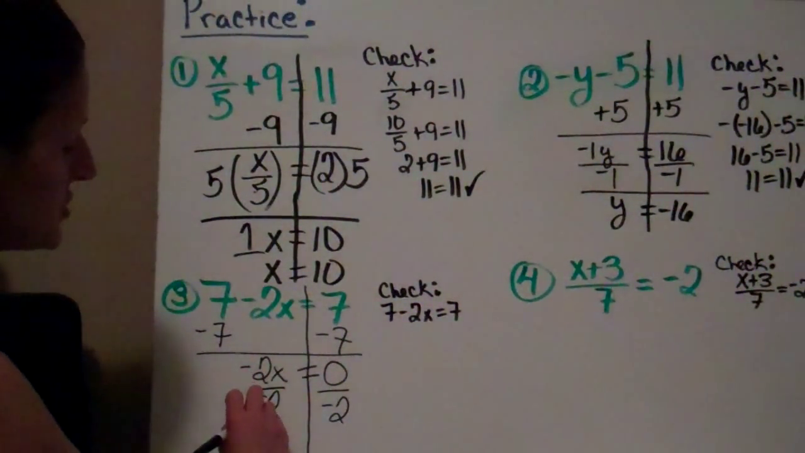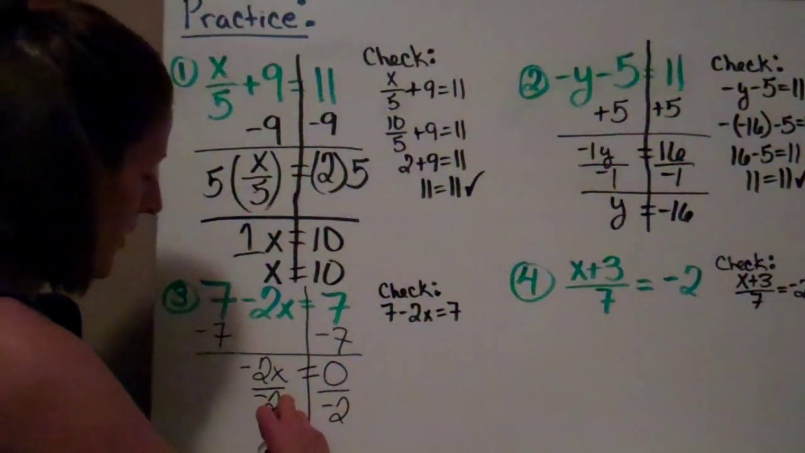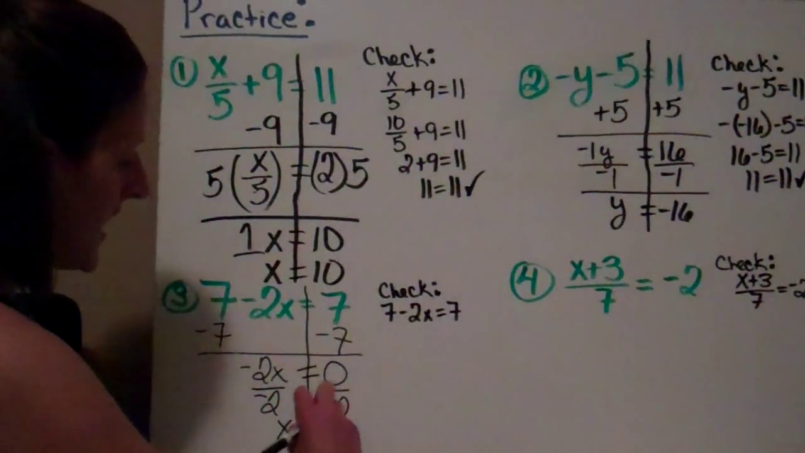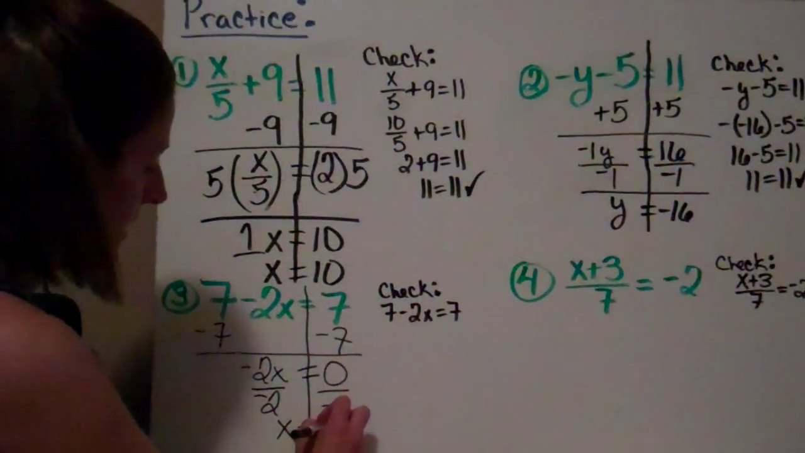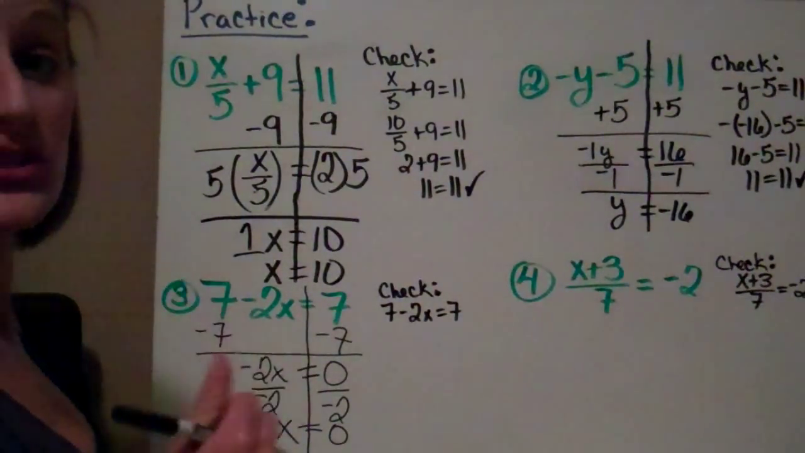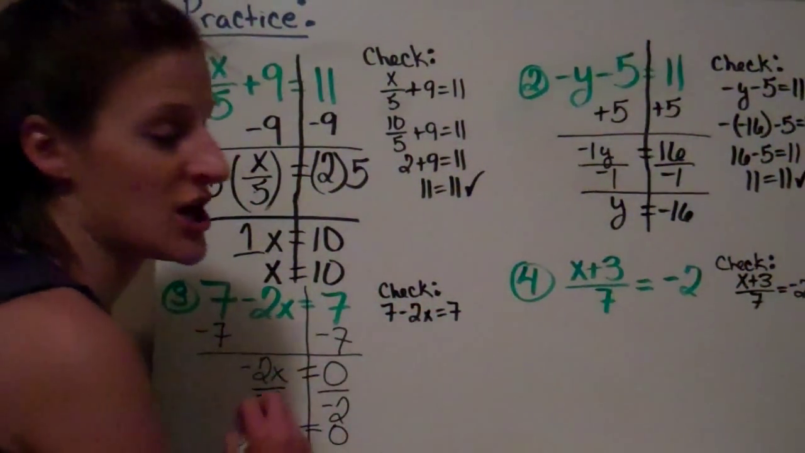Okay? Negative 2x divided by negative 2 is 1x, or just x. And 0 divided by negative 2 is 0. So my answer is 0. Come over here, I need to check my answer.